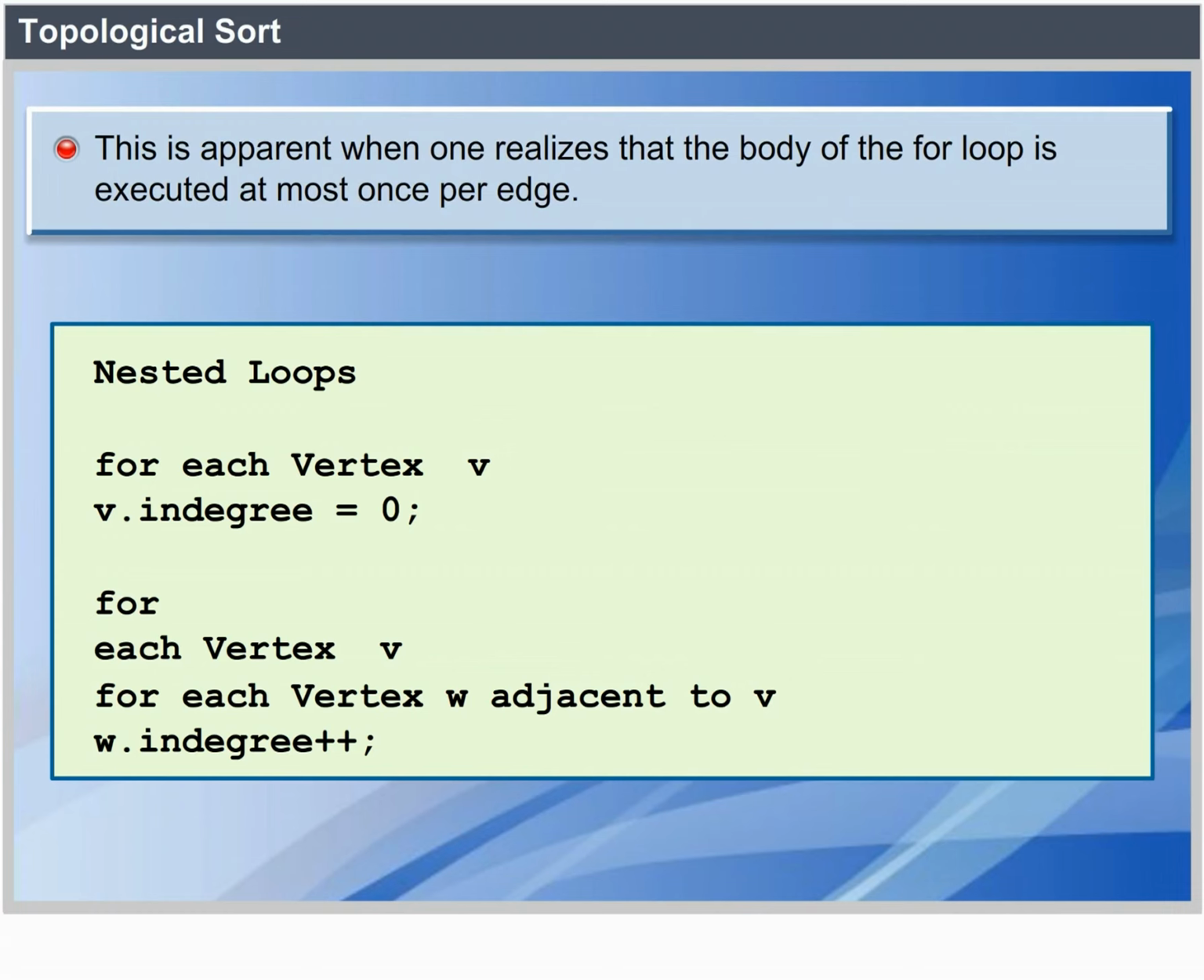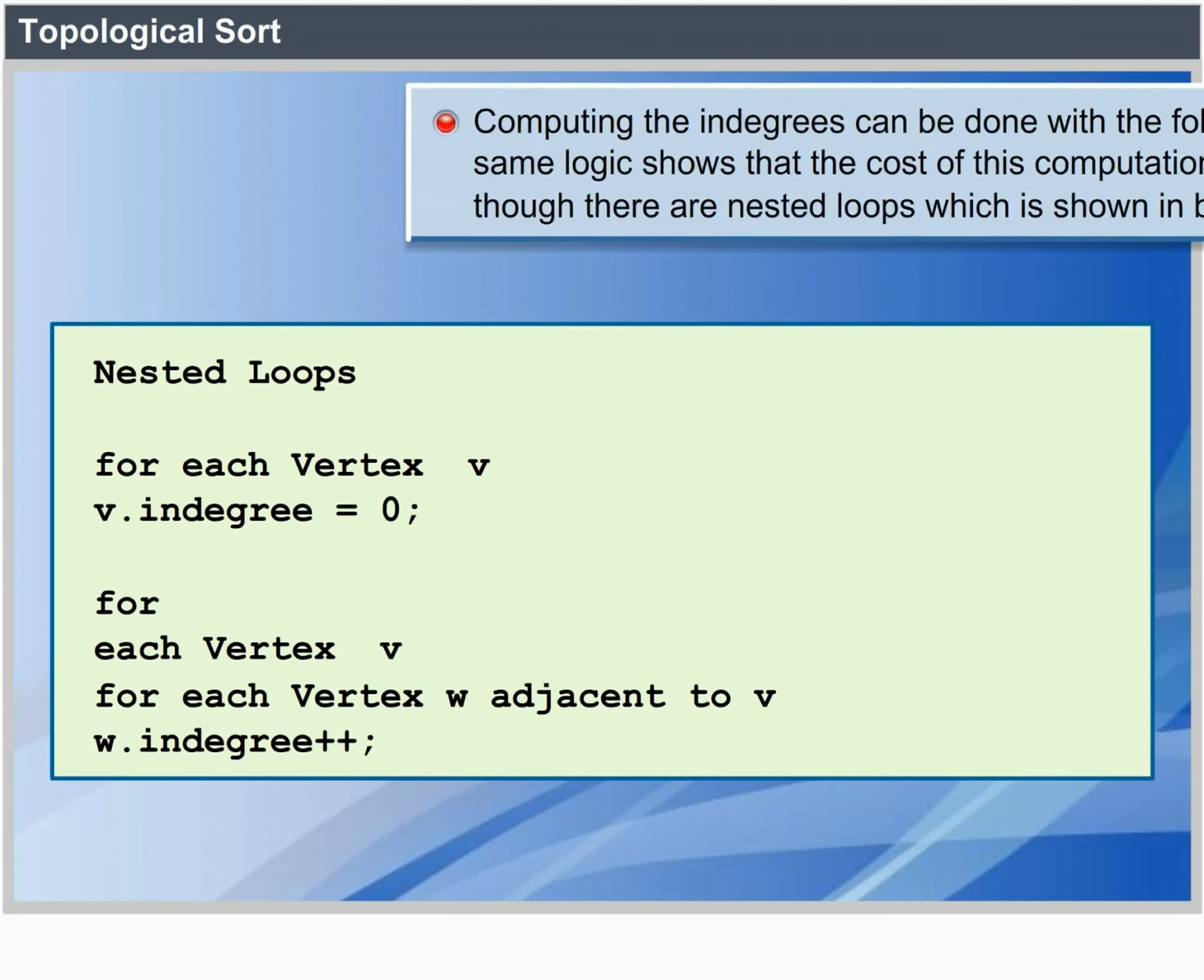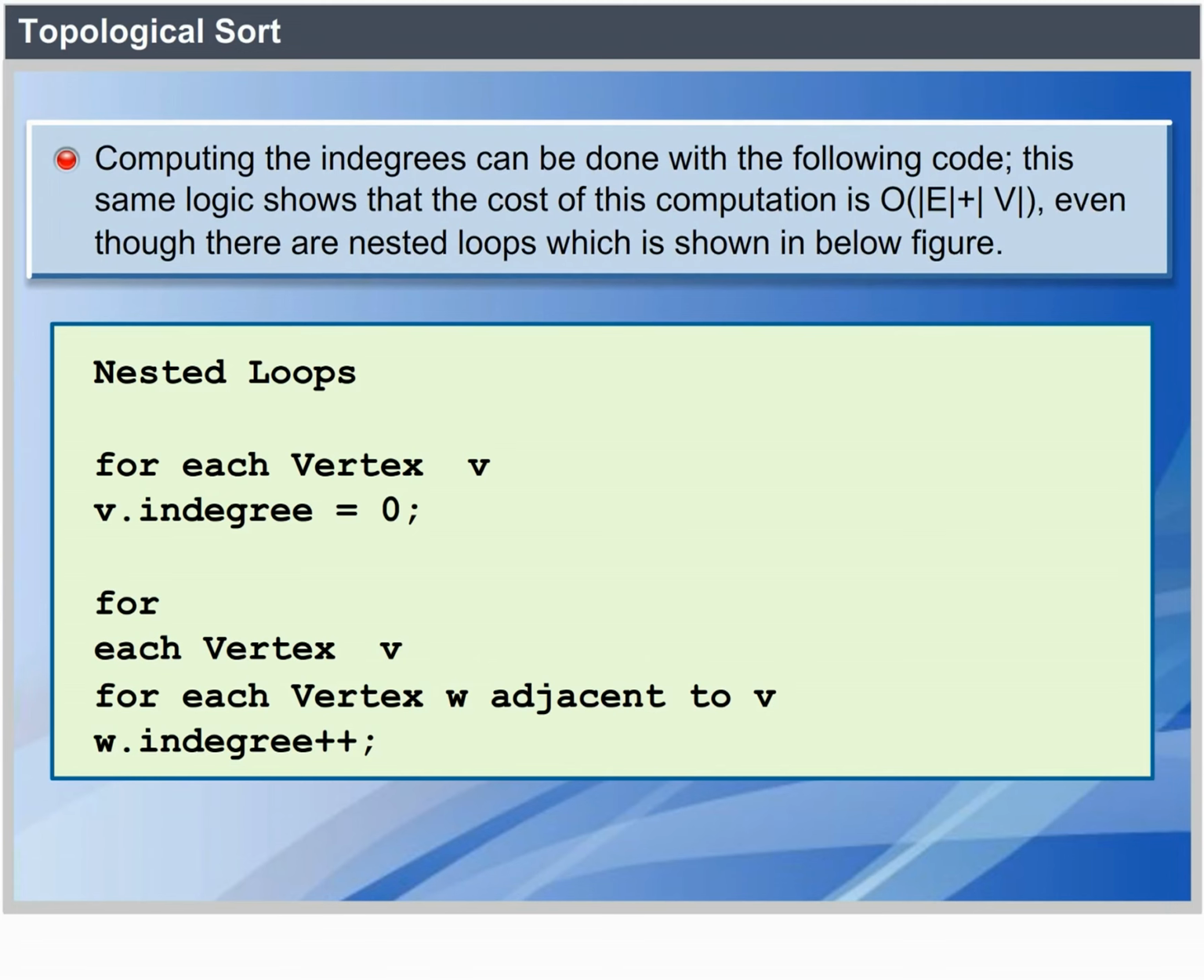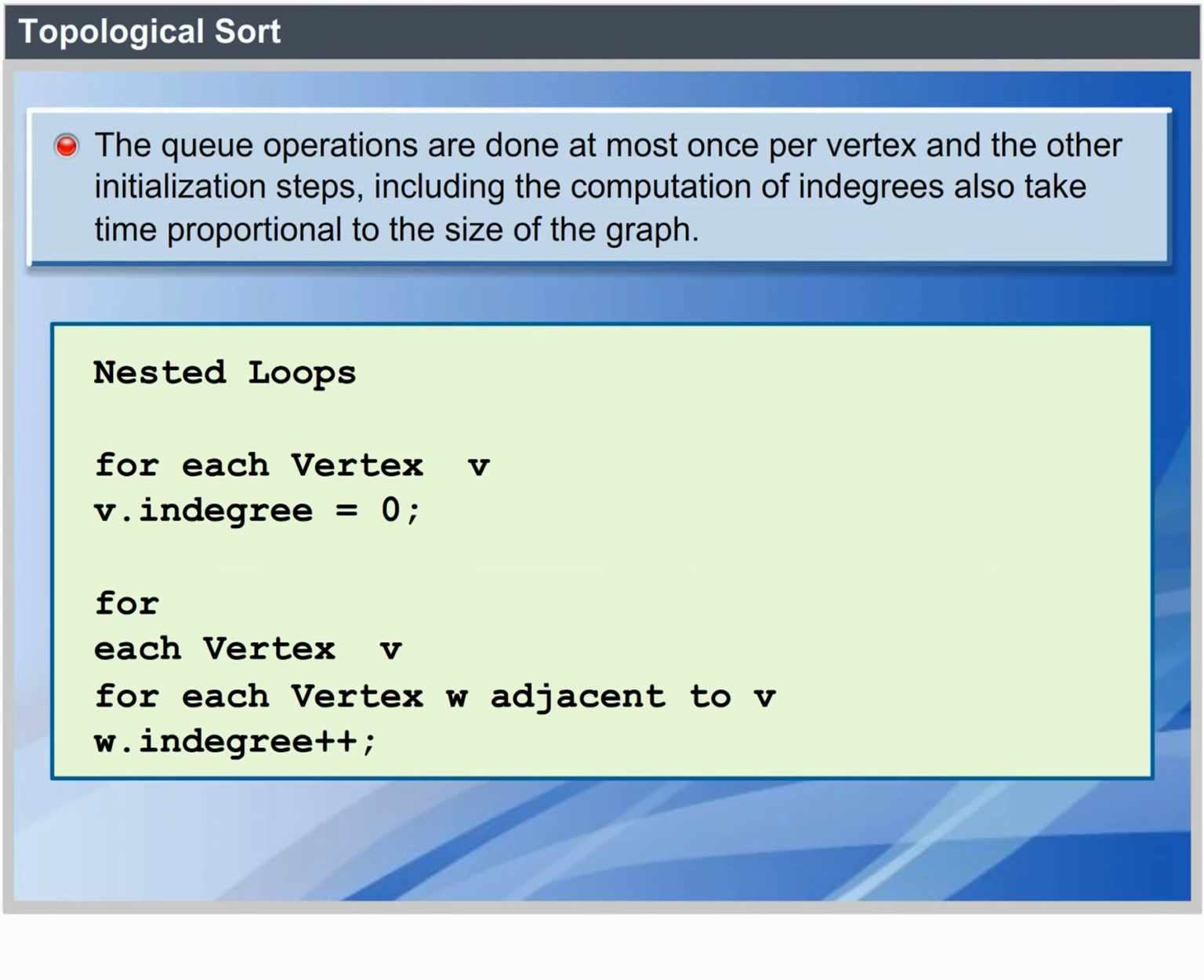Computing the in-degrees can be done with the following code. This same logic shows that the cost of this computation is O(|E| + |V|), even though there are nested loops, which is shown in this figure. The queue operations are done at most once per vertex, and the other initialization steps, including the computation of in-degrees, also take time proportional to the size of the graph.